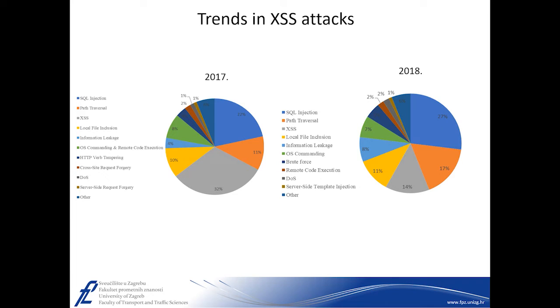Regarding trends in cross-site scripting attacks, here we can see two charts with the most common cyber attacks in the years 2017 and 2018, and the data is provided by the organization PT Security. As can be seen, cross-site scripting is always in the top 3 of the most common types of attacks. There can be some variations between the top 3, but cross-site scripting is always at the very peak.